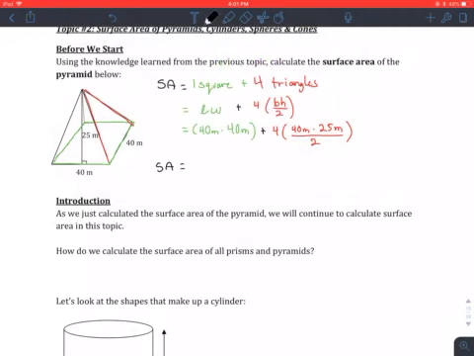Surface area is equal to 40 multiplied by 40, which will give us 1,600 meters squared, and we're going to add to that 2,000 meters squared, and in total the surface area of our pyramid is 3,600 meters squared. Okay, so again, just breaking that composite 3D shape into its two-dimensional parts.